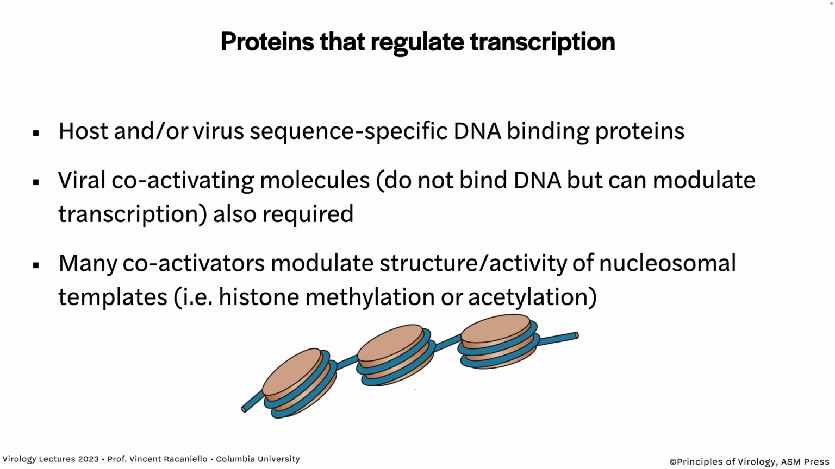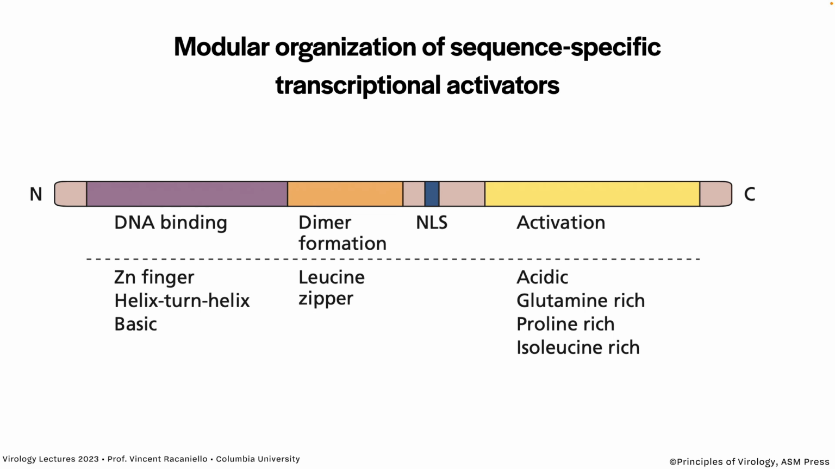And the tightness of the DNA wrapped around the histone is modulated by chemical modifications like addition of a methyl group or addition of acetyl groups. So these coactivators can modulate, one of the ways they work is by modulating histone structure by methylation or acetylation. So two kinds of transcriptional regulatory proteins: DNA binding proteins and coactivators that regulate histones. They don't bind DNA. And the sequence specific DNA binding proteins tend to look like this.